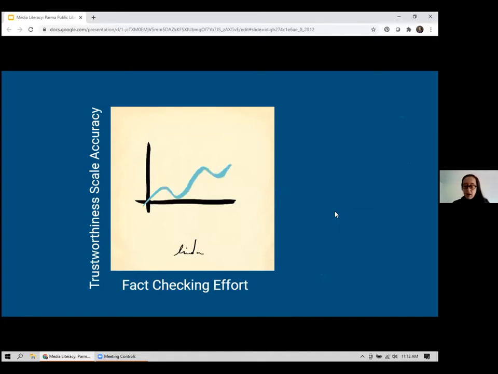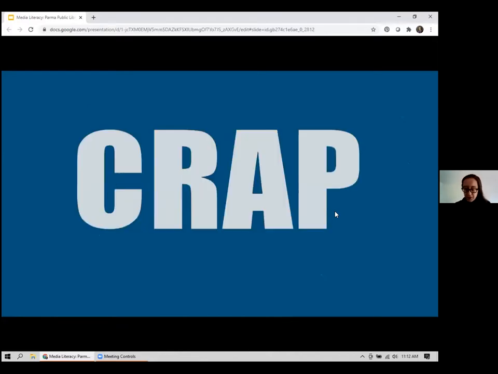Okay, so I'm going to talk a little bit about the scale of trustworthiness. So I'm going to start going into the CRAP analysis and understand that the more effort you put into fact checking, the more you're going to know whether it's trustworthy or not. So it's kind of this relationship of the more effort you put in, the more you'll know whether it's trustworthy or not trustworthy. So I'm going to dive right into it so we don't run out of time.